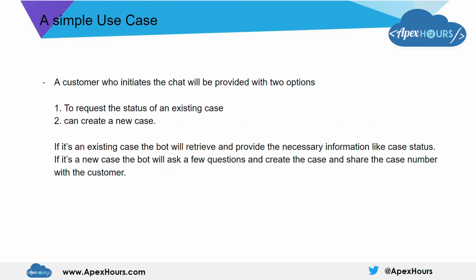This is the use case which we are going to discuss and implement in this session. A customer who initiates the chat will be provided with two options. One is to request the status of their existing case. Number two, to create a new case. If they pick option one, our bot will ask a couple of questions like an email address or a case number to retrieve the information and provide necessary details. If it's option two, again the bot will ask an email address and a subject to create a new case and tie it with their contact.